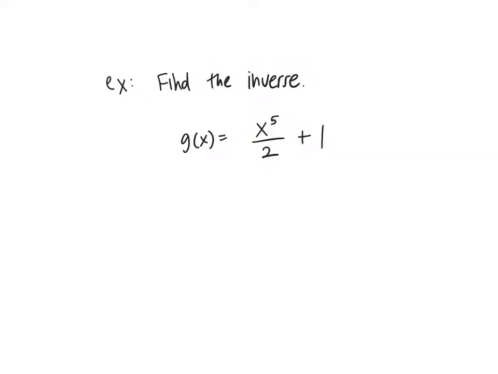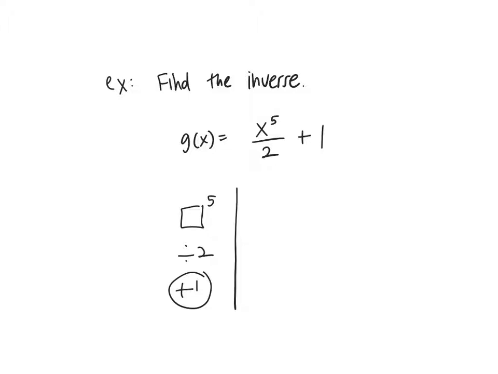Find the inverse. So we take a look at what's happening here. To the x here, you first take the power of 5. So you raise it to the exponent 5. So you raise it to the 5th power. Then you divide it by 2. And then you add 1. So let's go in reverse order, undoing this.